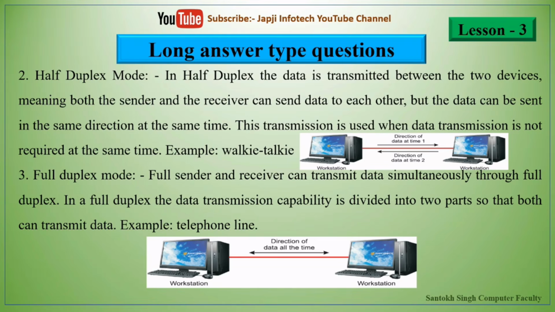Third one is full duplex mode. In full duplex mode, sender and receiver can transmit data simultaneously. In full duplex, the data transmission capability is divided into two parts so that both can transmit data. Its example is telephone line.